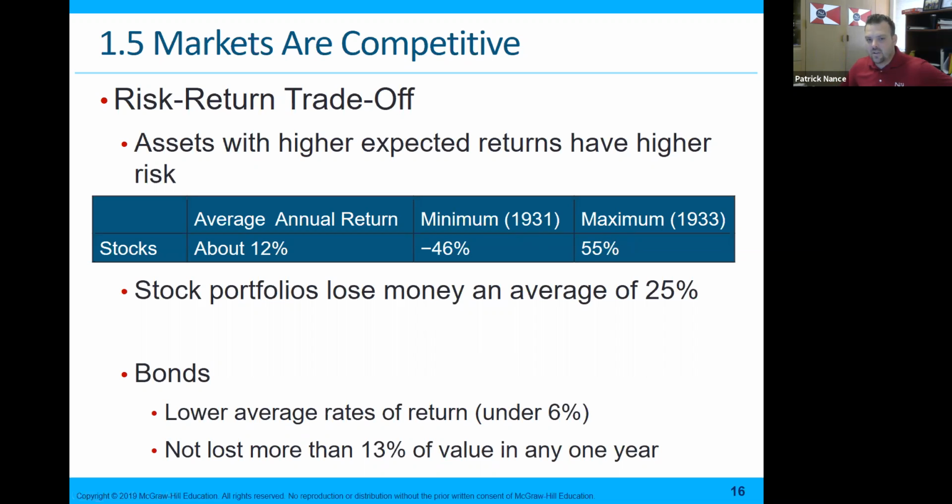Bonds, on the other hand, have a lower average rate of return, usually under 6%, but have not lost more than 13% of their value in any one year. So you see that makes less risk, right? We got a lower return, we got 12% versus 6%, but has lost no more than 13%, where you have some years where we've lost 46% in the equity section. So that shows you right there that bonds are less risky and also in general less return. And this is just aggregate for years and years of the S&P 500 market.